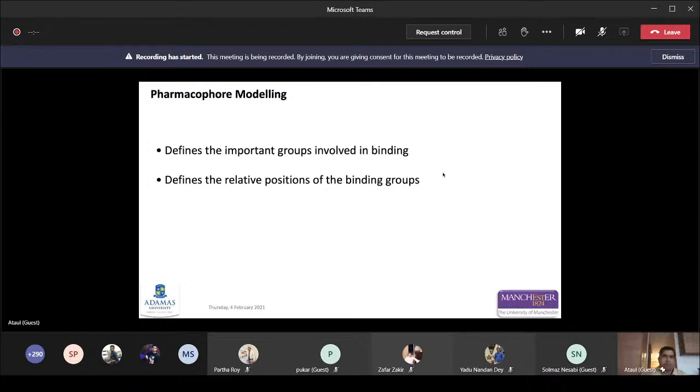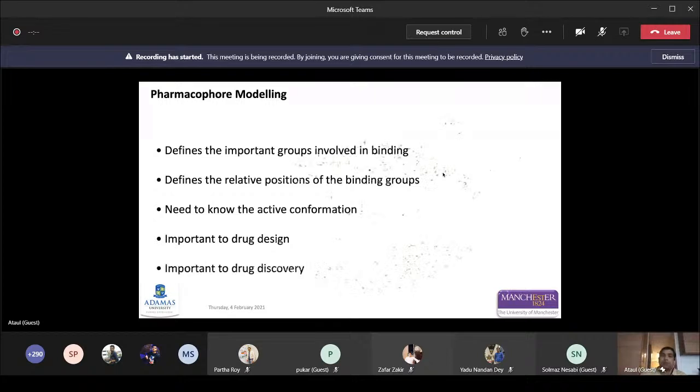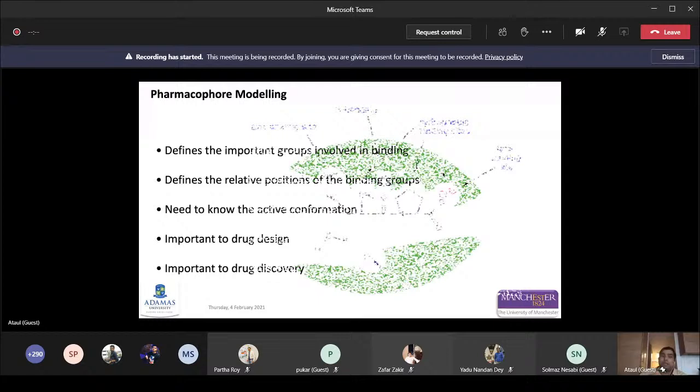So here you can see the green portion, which is the active site. The active site amino acids present a number of functional groups. So we have to design or find a molecule that can form potential interactions between the ligand and the protein.